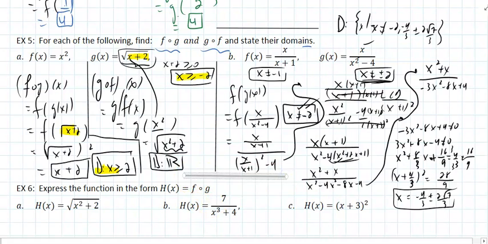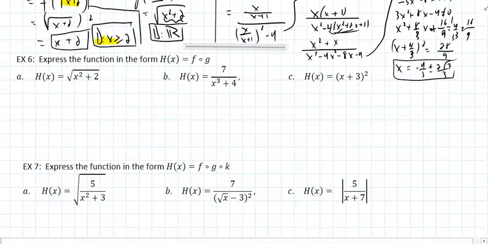I should have given it more space. I didn't pay attention. Okay, now we want to do h of x. We want to write it as f composite g. This is important in calculus.